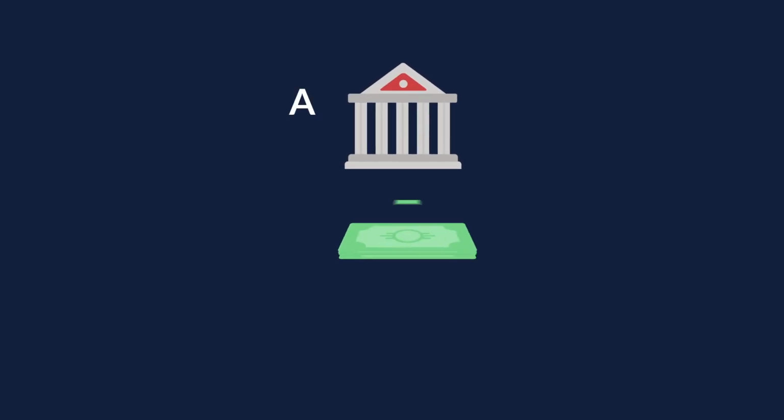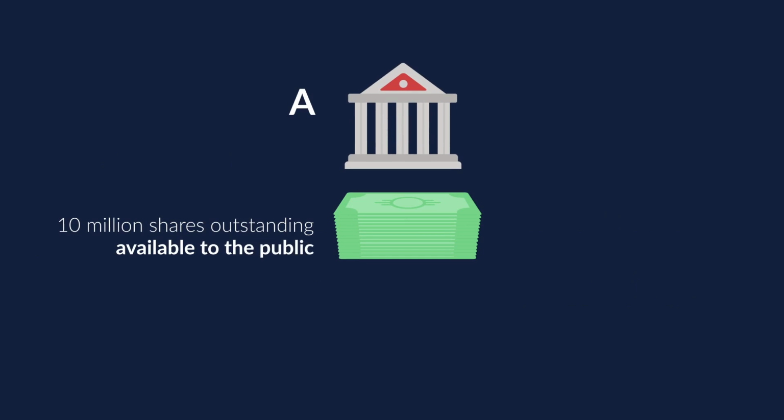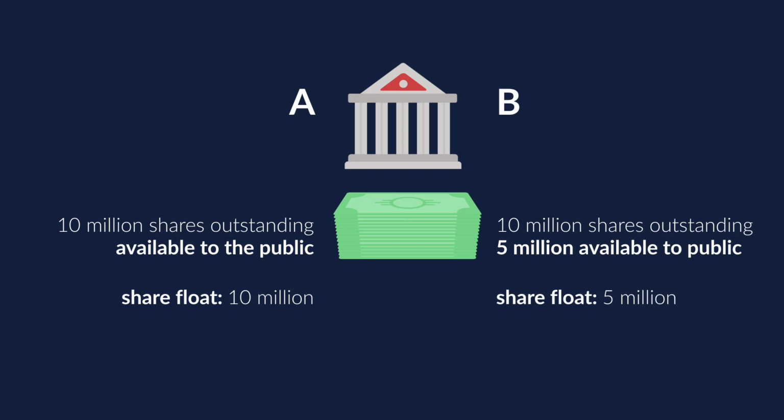For example, Company A has 10 million shares outstanding, and all of those shares are available to the public. This means that the company has a share float of 10 million. Company B also has 10 million shares outstanding, but only 5 million of those shares are available to the public. This means that the company has a share float of 5 million.